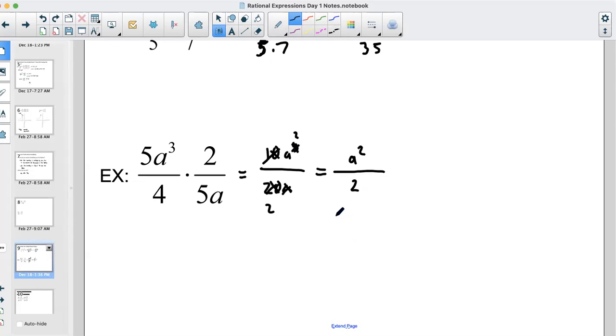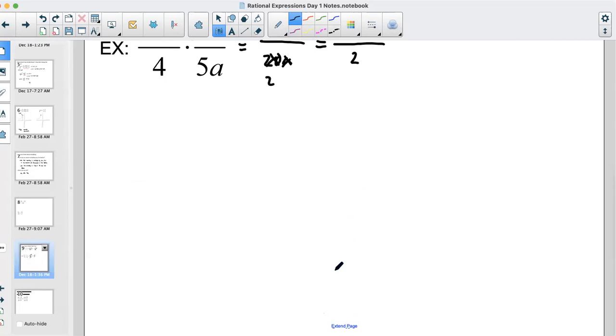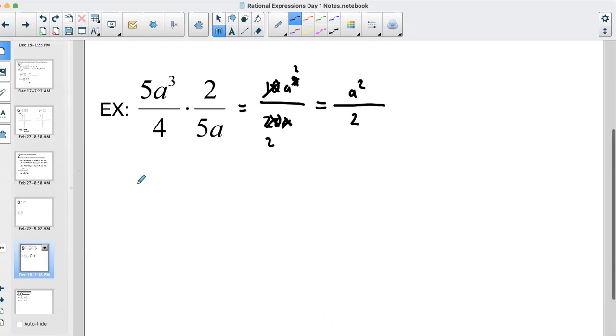You can also cancel before you multiply. And in this problem, it's not that important to do it because the final expression is not that complicated. But sometimes it's going to be easier later. So I just want to show you guys how that works. I'm going to rewrite it just so we have another example of it. 5a cubed over 4 times 2 over 5a. Sometimes you guys call this cross canceling or something. I don't really know if that's the right way to say it, but this is the way I generally do it.